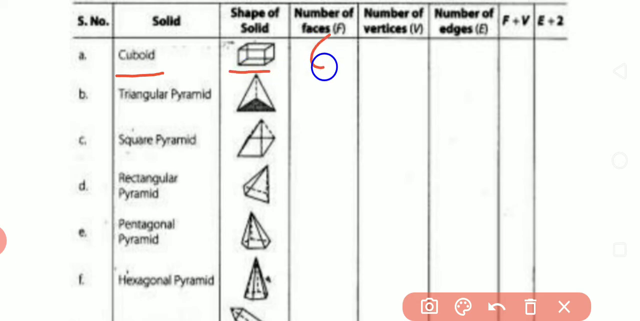So there are 6 faces, you know that. Number of vertices, 4 up and 4 down. There are 8 vertices. Number of edges, you can find the sides. So there are 12 edges.